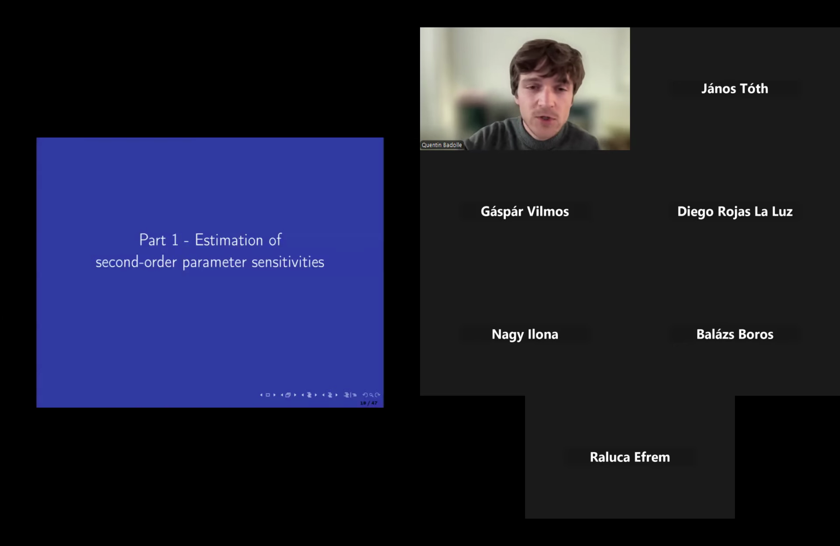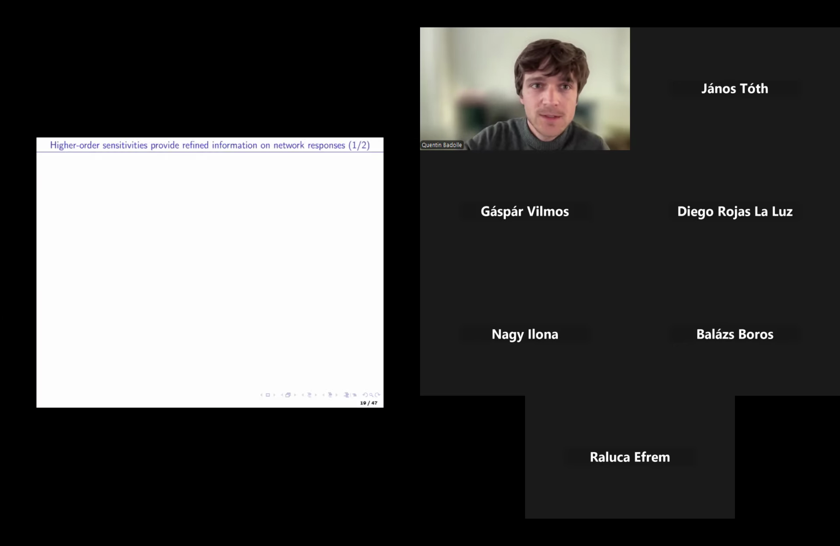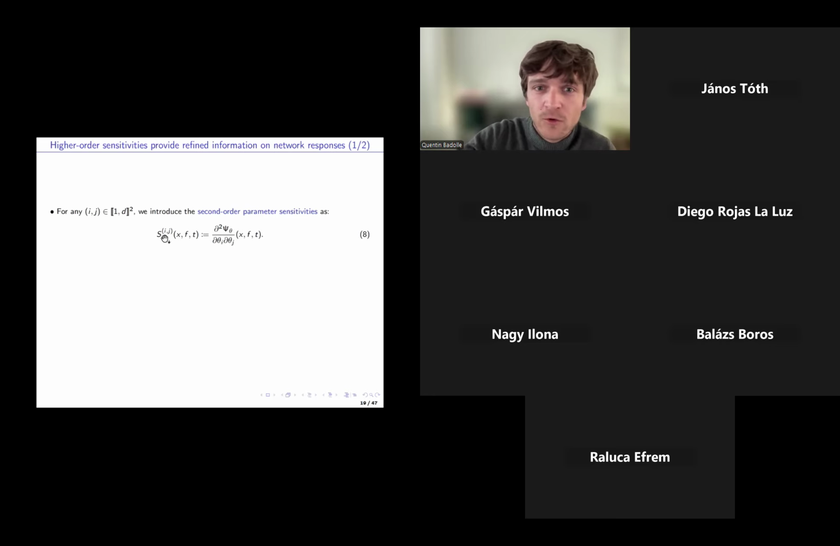So, estimation of second-order parameter sensitivities. Why is this of interest? Why is it not enough to just look at the first-order sensitivities? Well, let us first introduce some notation again. Here I've introduced the second-order parameter sensitivities, which are just the second-order derivative of this expected output. And as a reminder, i and j are the indices of the parameters, x is the initial state, f is the output function, and t is the time at which you're interested in the output.